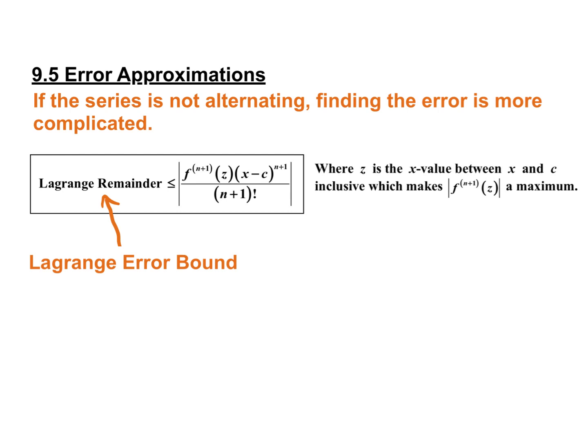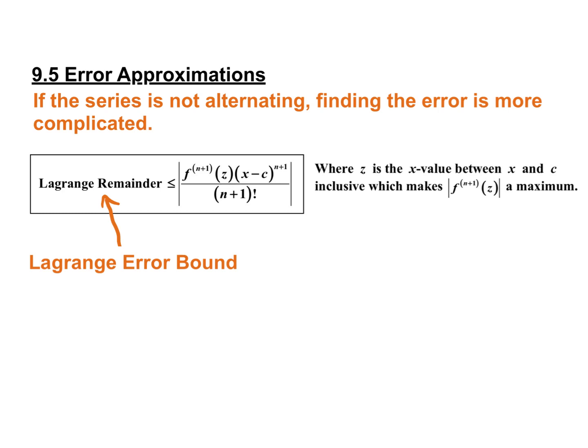Yes, Lagrange, ZZ top. Okay. Now, here's one of the things that's different about this from the alternating series. There's some value in between our interval from x to c, wherever we're centered, where a maximum value occurs. And that is what this really is. It makes this derivative a maximum. So there's some value z in between x and wherever we're centered where the derivative is maximized.